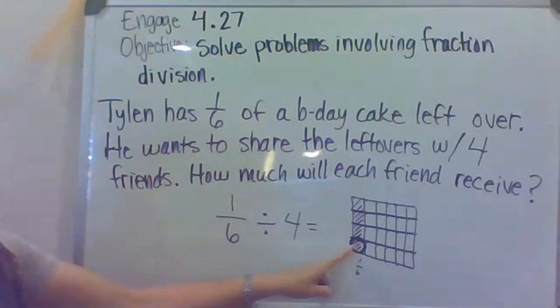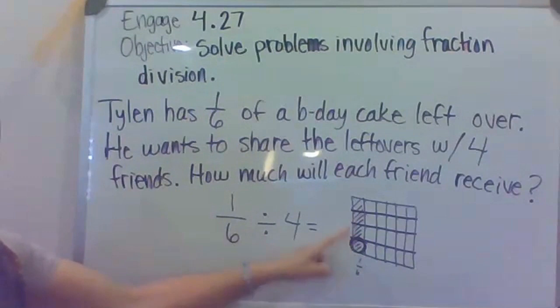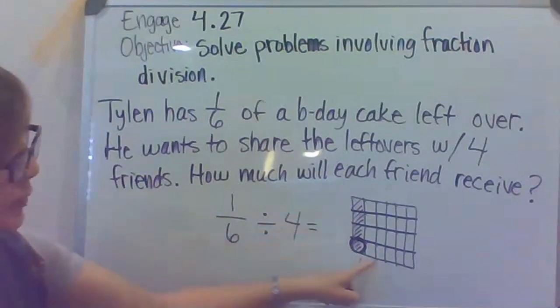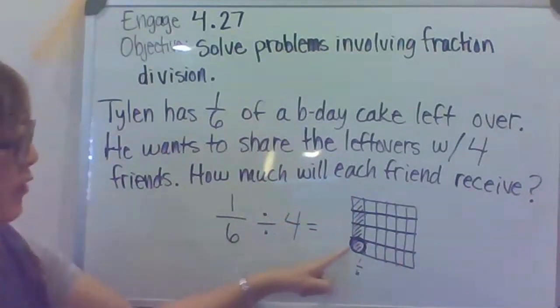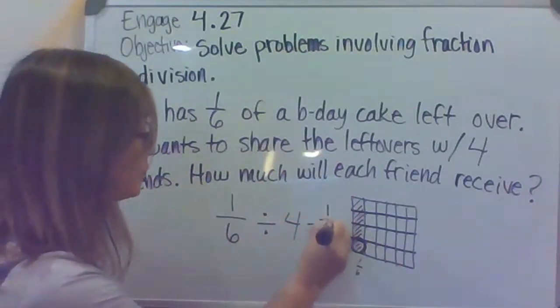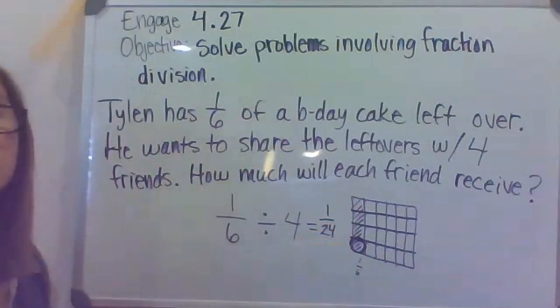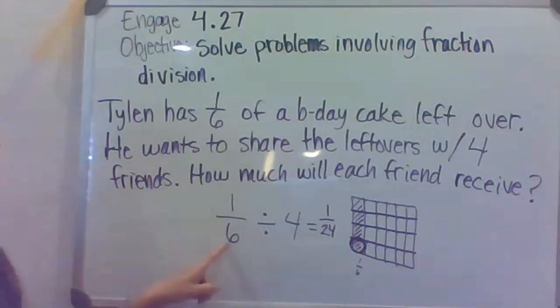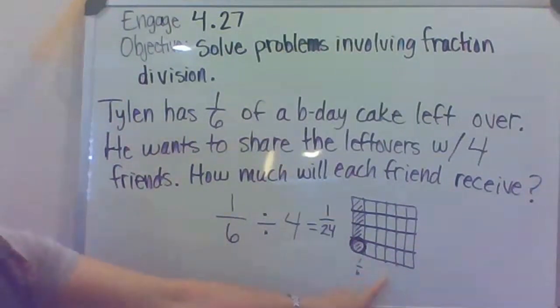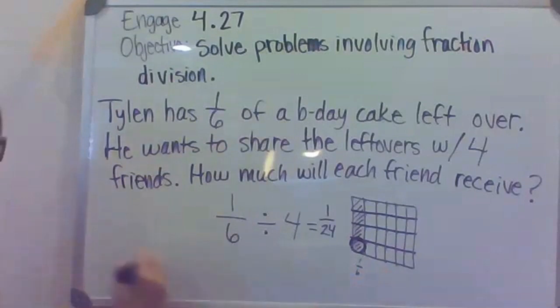So how much is that amount right there? Well, look at the array. We have 1, 2, 3, 4 by 1, 2, 3, 4, 5, 6. What's a 4 times 6 array? 24. So everybody gets 1 out of 24. Okay. So each of those 4 friends will get 1/24 of this 1/6 of the cake that was left over to be shared. Okay. So again, I prefer this model, but I will show you also with the tape diagram.